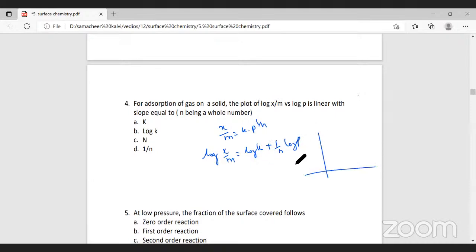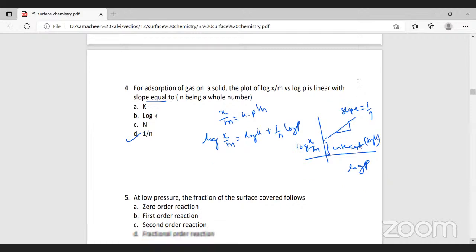So when we plot a graph, log x by m as a function of log p, we get a straight line like this. And this is called the intercept. This intercept gives you the value of log k. And the slope will be equal to 1 by n. We learned this. Hence, the answer for this question is option D. The plot of log x by m versus log p is linear with the slope equal to 1 by n.